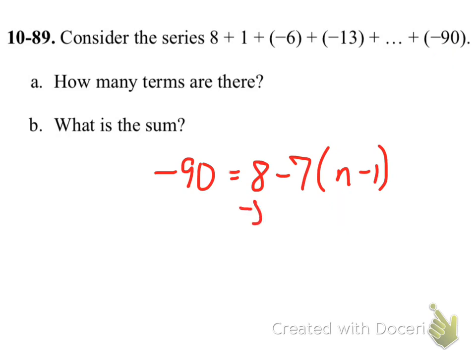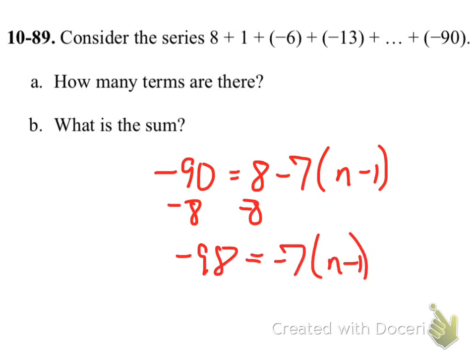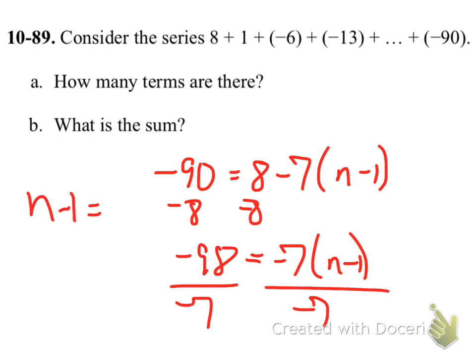So step 1 is to subtract 8. I get -98 equals -7 times n minus 1. Divide by -7. I have n minus 1 is going to end up then equaling 14. So n is 15. There are 15 terms to this.